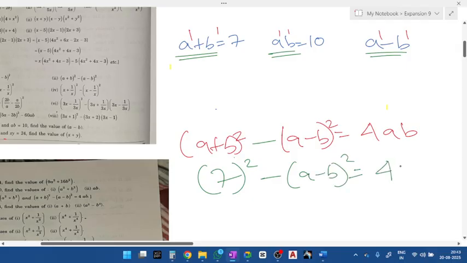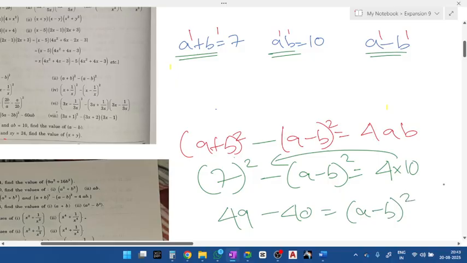4 into what is ab? 10. So 7 square is 49. Bring this 4 into 10 to this side. It becomes minus 40. Shift this to the other side. a minus b the whole square.